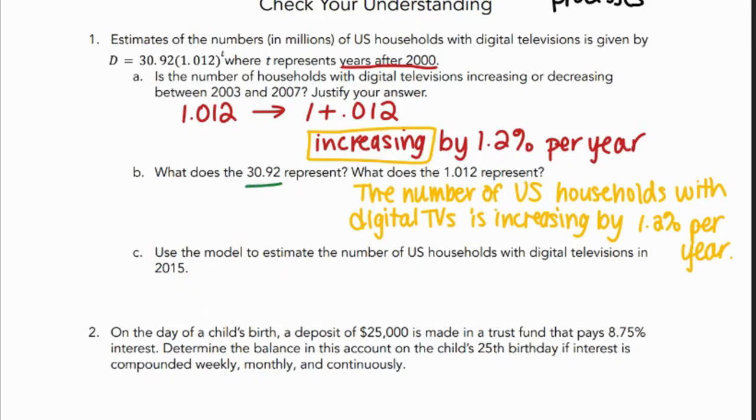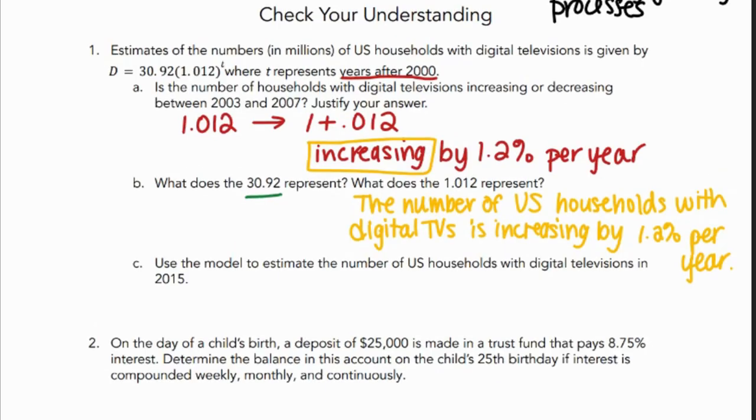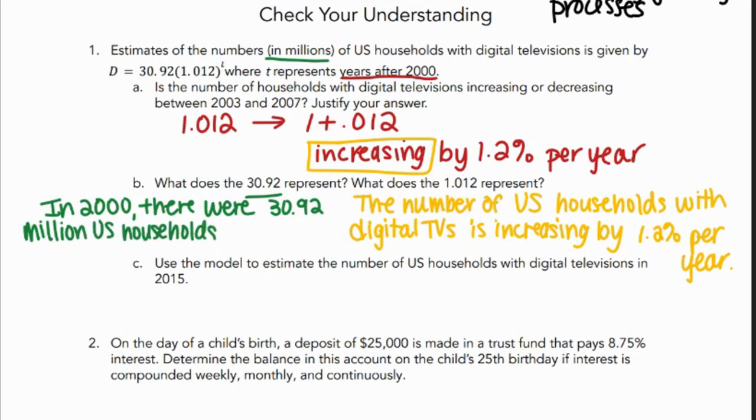That's your starting value. So in this scenario, in context, it would tell you that in the year 2000, which is when it started, there were 30.92. Now, this is in millions. So 30.92 million U.S. households with digital TVs. All right, the last part of this question says use the model to estimate the number of U.S. households with digital televisions in 2015. So pay attention to 2015.